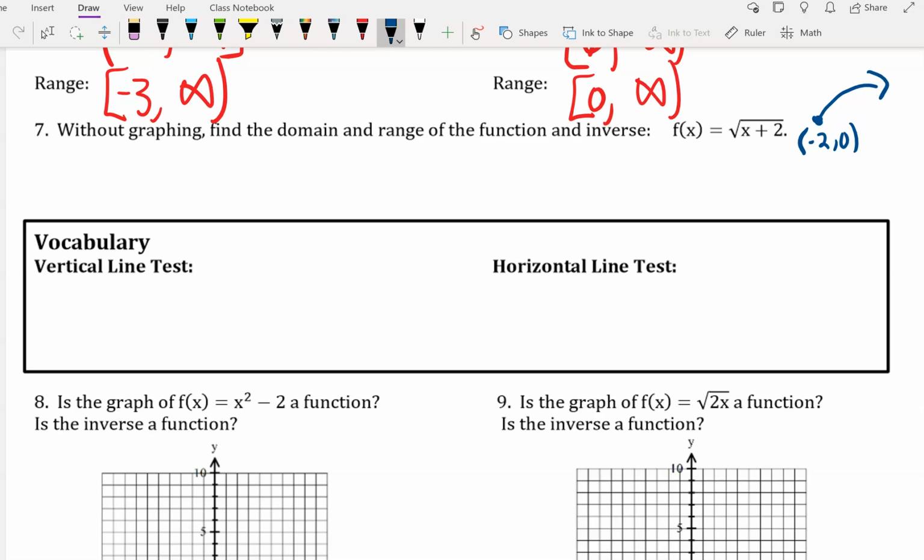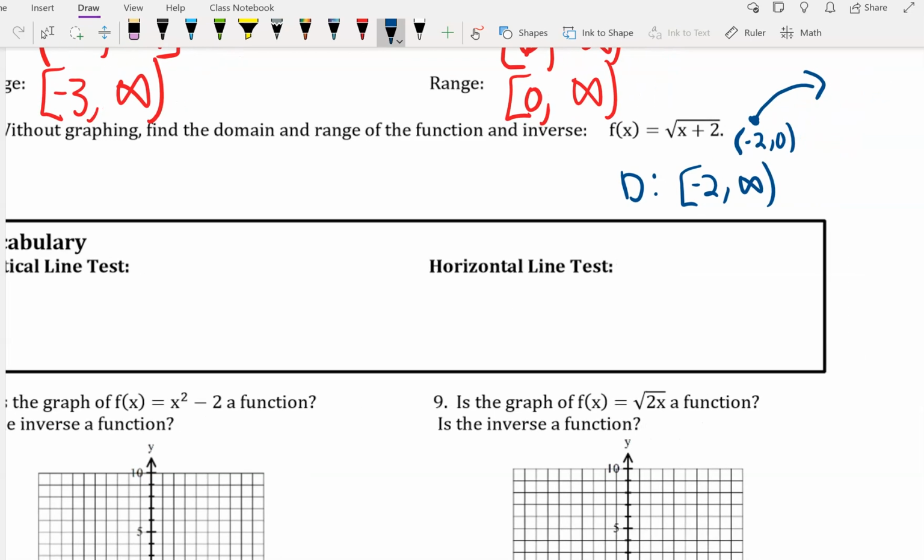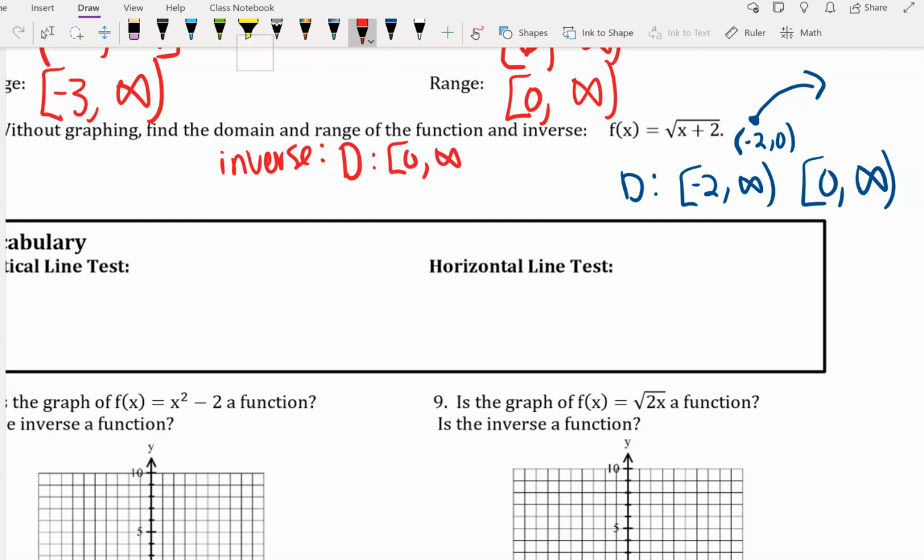So the domain of this function is going to be -2 to infinity. And then the range of this function is going to be 0 to infinity. Which means the inverse: the domain is going to be 0 to infinity, and the range is going to be -2 to infinity, because they're swapped.